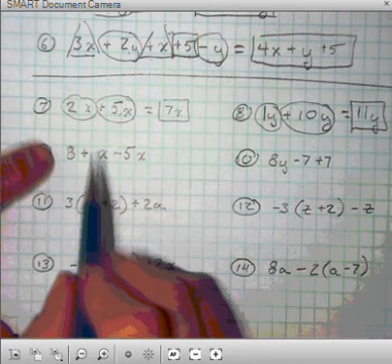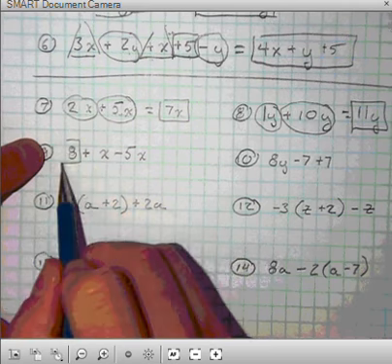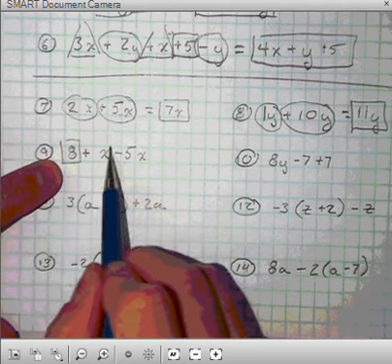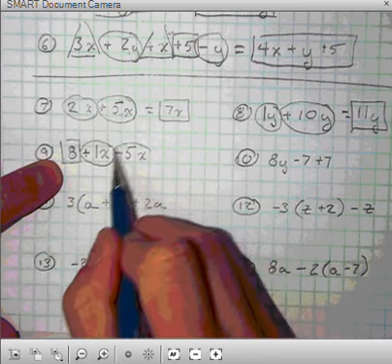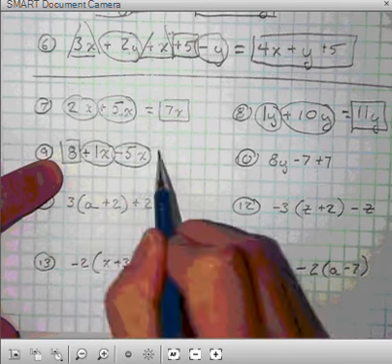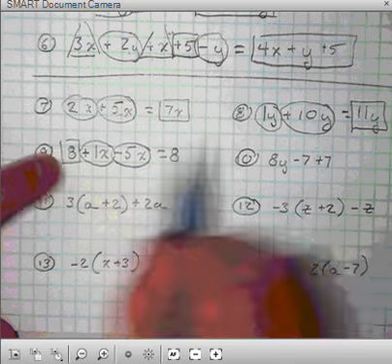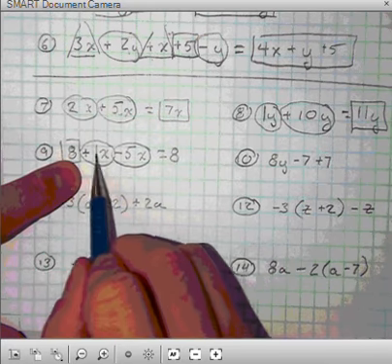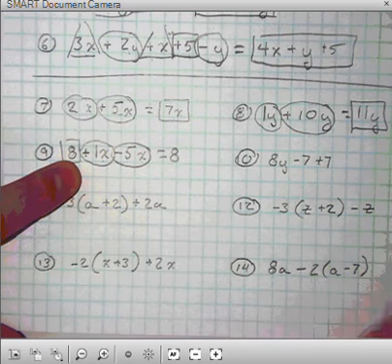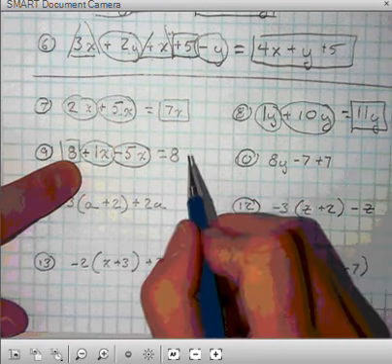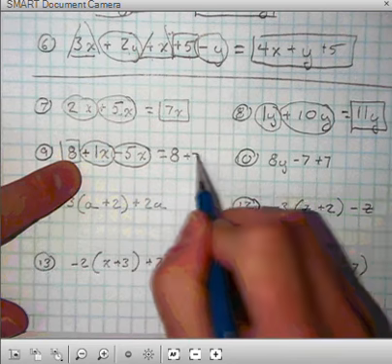For number 9, again, identifying the coefficients here, I've got that term is 8. I've got an x here by itself, the coefficient 1. Then I'm taking away 5 x's. So my 8 stays. And then I've got a 1x, but I'm taking away 5 x's. So what does that leave me? Aiden? 8 plus -4. Yeah, plus -4x.